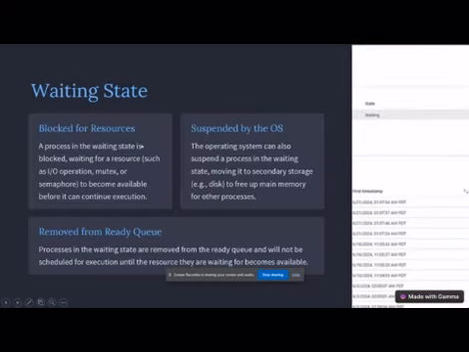Next, waiting state. Blocked for resources. A process in the waiting state is blocked waiting for a resource such as input-output operation, mutex, or semaphore to become available before it can continue execution. Suspended by the OS. The operating system can also suspend the process in the waiting state, moving it to secondary storage, for example disk, to free up main memory for other processes. Removed from ready queue. Processes in the waiting state are removed from the ready queue and will not be scheduled for execution until the resource they are waiting for becomes available.